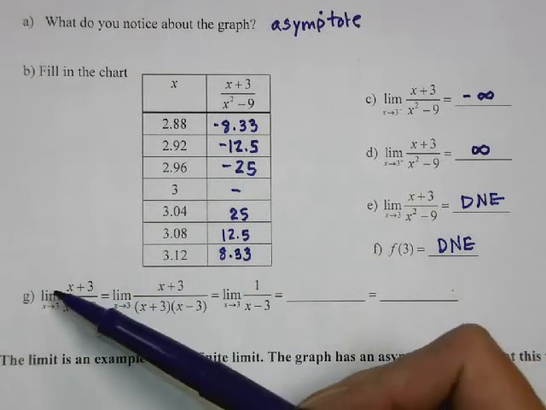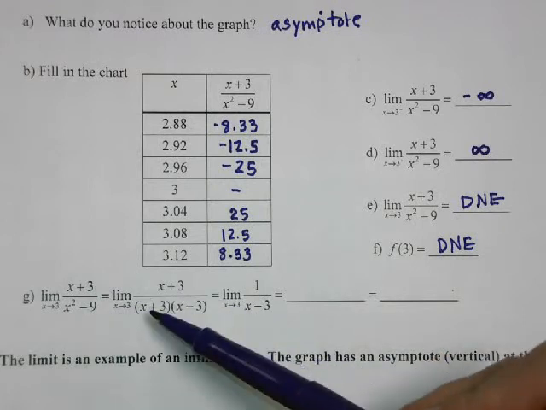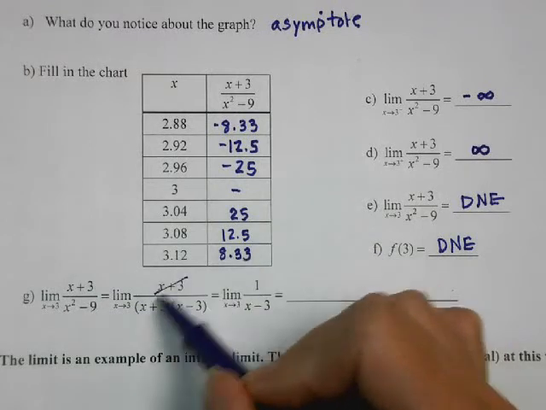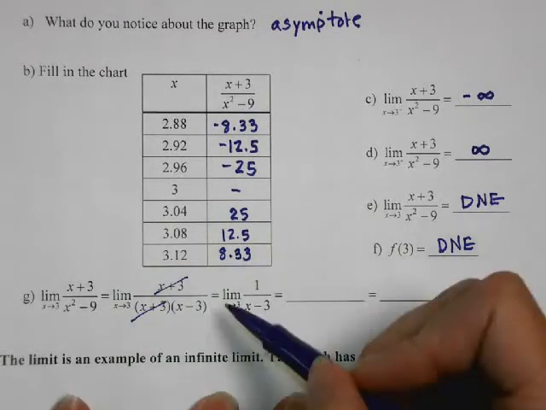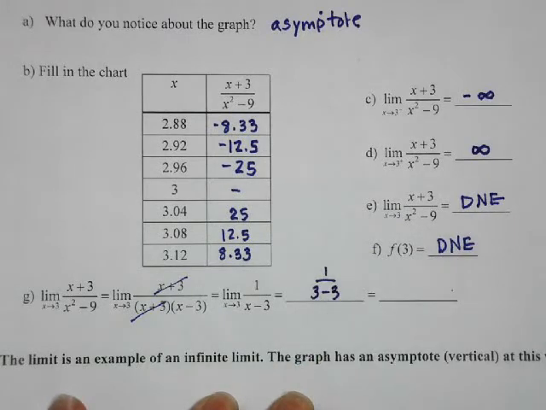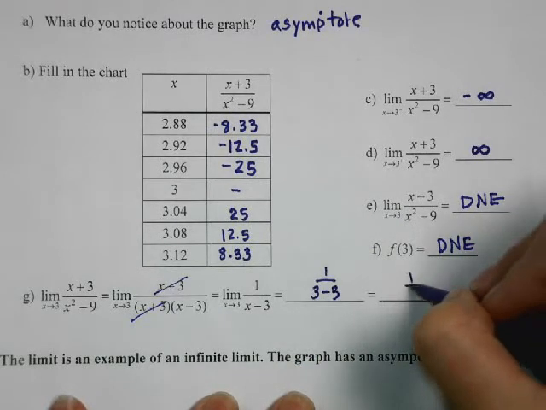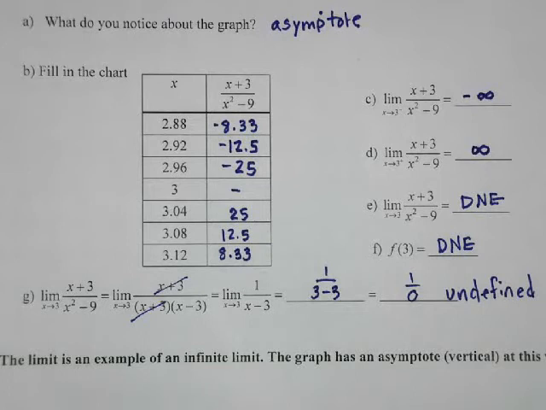So let's look at the factoring. We factor the denominator here, which gives me x plus 3, x minus 3. The x plus 3's reduce, so I'm left with 1 over x minus 3. If I plug in 3 here, we have 1 over 3 minus 3, which is 1 over 0, which is undefined. So when you do the factoring, if after you've removed any discontinuities it's still undefined, that means there's not going to be a limit.